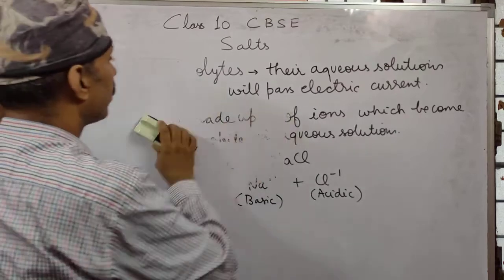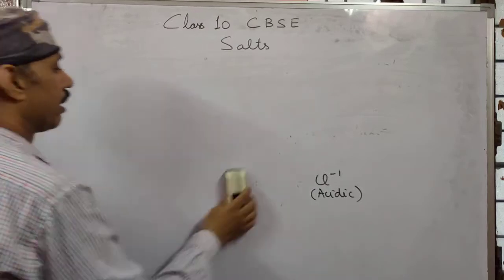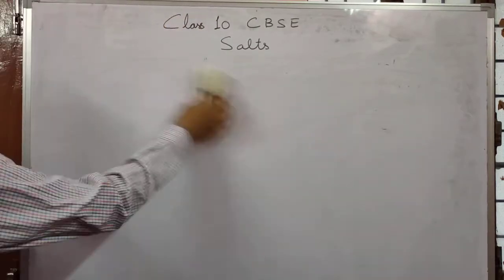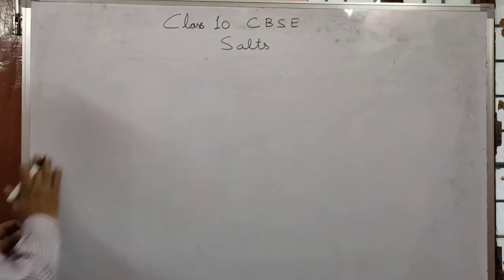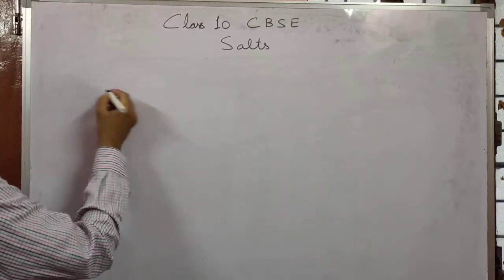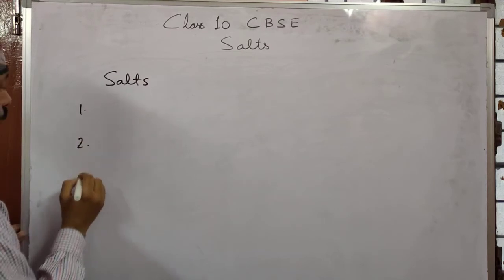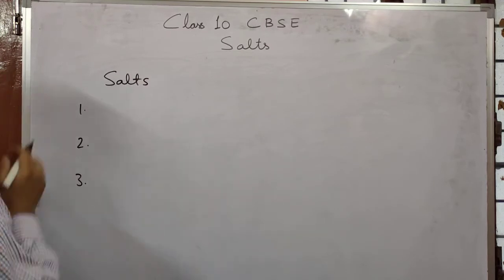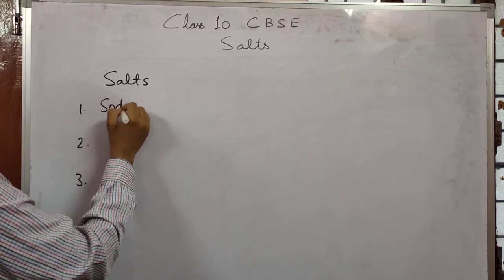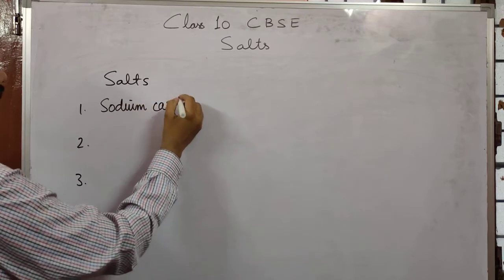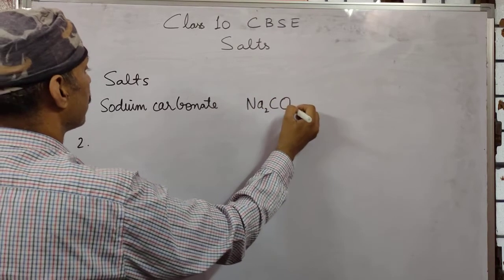Now if we understand what these salts are made up of, how they are prepared, their uses, that is what is in our course. So we need to understand the preparation of salts. But before we understand the preparation of salt, let us do a very simple activity. Say we are taking some salts. Number 1, number 2, number 3. We will take very simple salts. Like for example, I am taking sodium carbonate. Now this sodium carbonate is Na2CO3.